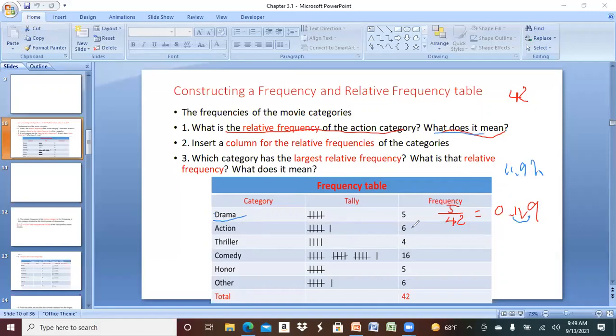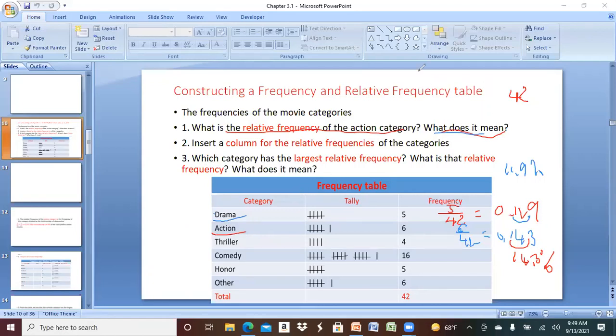And for Action we have 6 divided by 42. 6 divided by 42, you do the last one. 6 divided by 42 gets 0.143. And once you find that, you move the decimal two places. That is 14.3%. That means there are 14.3% of students who prefer action movies.